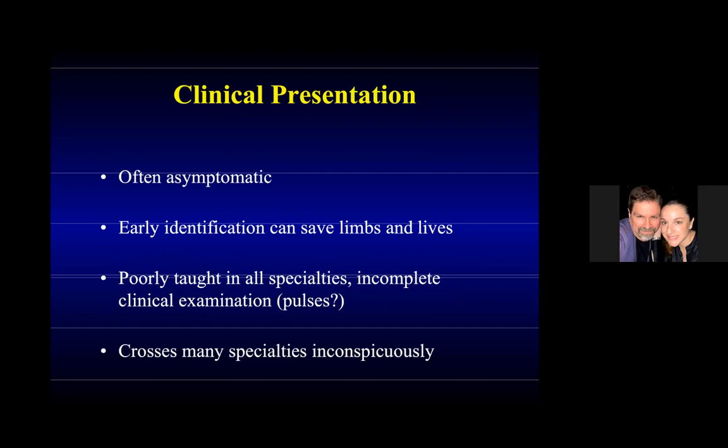So how do they present? Many times these patients come to the office completely asymptomatic. That's why it's so important for the clinician to be aware of the conditions that lead to peripheral vascular disease. A good clinical examination is of utmost importance. Early identification of the problems will definitely save people's limbs and also their lives.